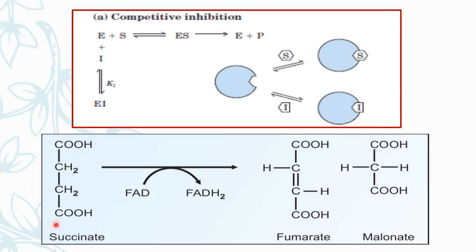Now here is one example. Normally succinate is converted to fumarate. The succinate formula is CH2COOH, CH2COOH. The competitive inhibitor of succinate to fumarate formation is malonate. See here, malonate is a structural analog of succinate. Here CH2COOH, here also CH2COOH. So the enzyme's substrate binding site can bind succinate or can bind malonate. So malonate is a competitive inhibitor. Succinate leads to formation of fumarate, but if malonate binds with the enzyme, there is no formation of fumarate.